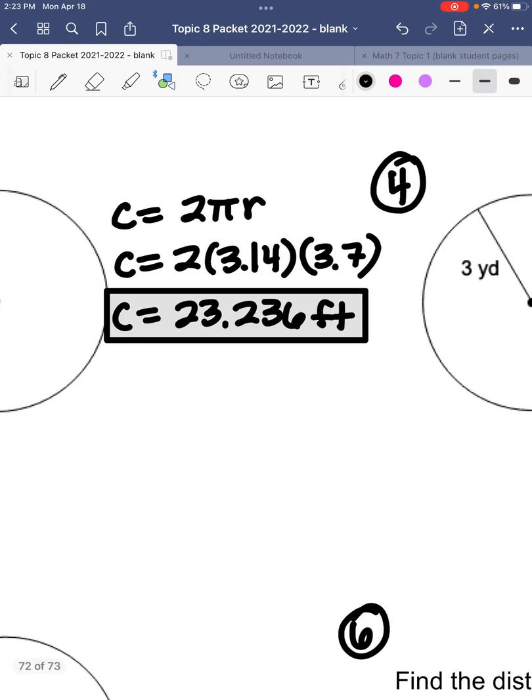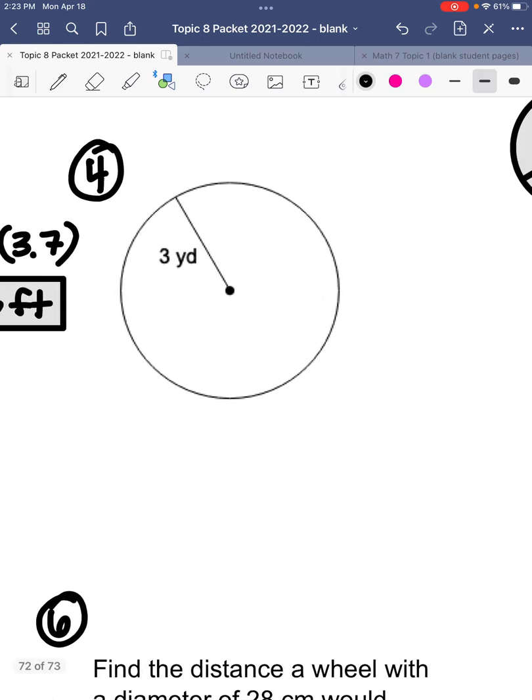Okay, let's look at number 4. So this time I have a circle, but notice I was just given the distance from the edge to the center. So that is my radius. So I don't need to now find my diameter. I've got my radius. We're good to go.